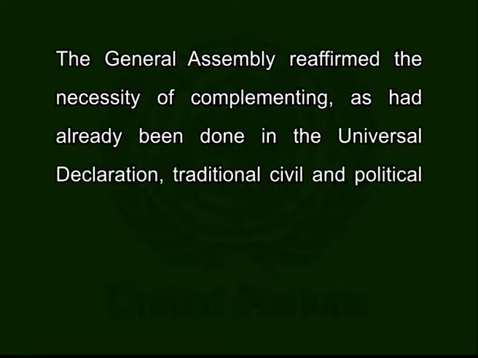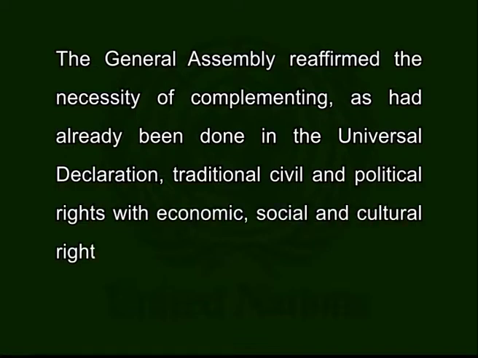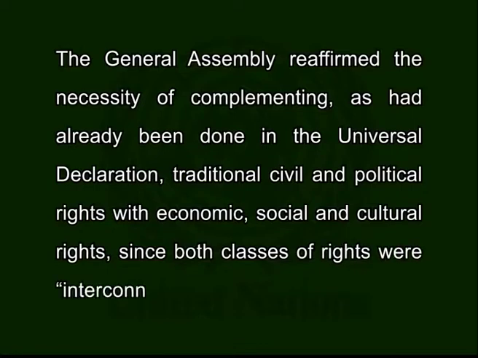In order to make human rights an instrument effectively shaping the lives of individuals and nations, more than just a political proclamation was needed. Hence, from the very outset, there was general agreement that the substance of the Universal Declaration should be translated into the hard legal form of an international treaty. The General Assembly reaffirmed the necessity of complementing, as had already been done in the Universal Declaration, traditional civil and political rights with economic, social and cultural rights, since both classes of rights were interconnected and interdependent.